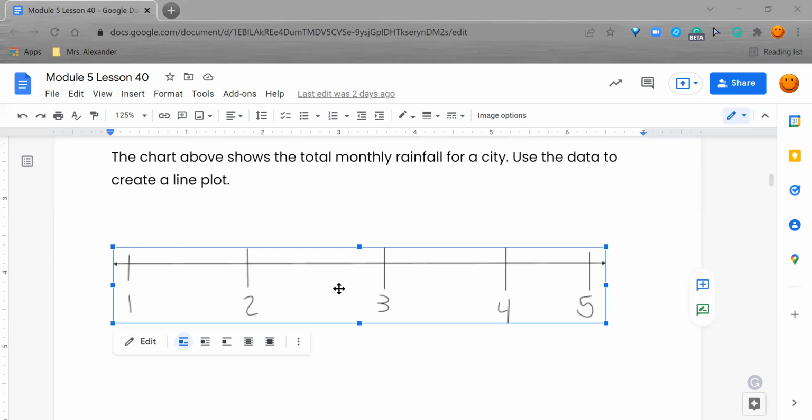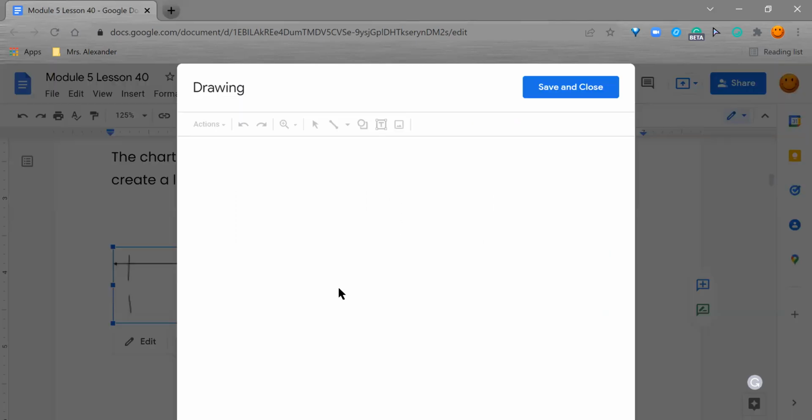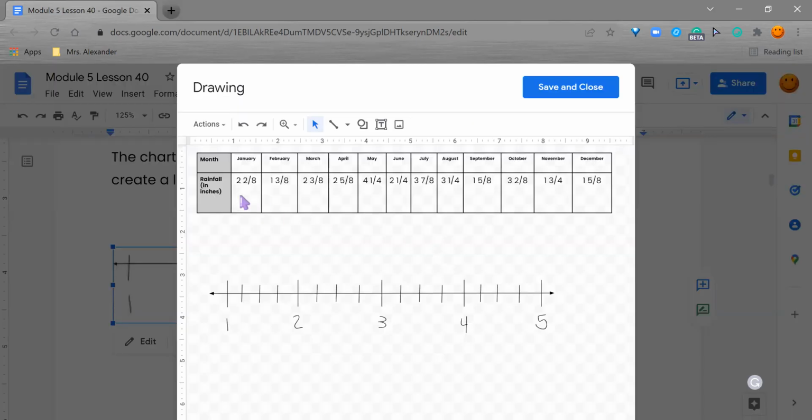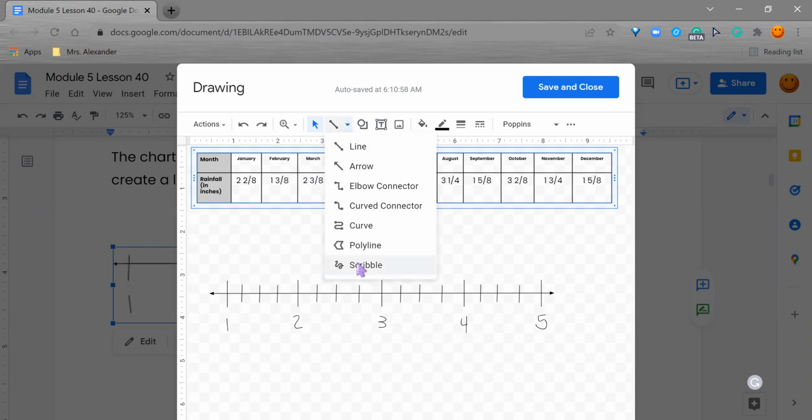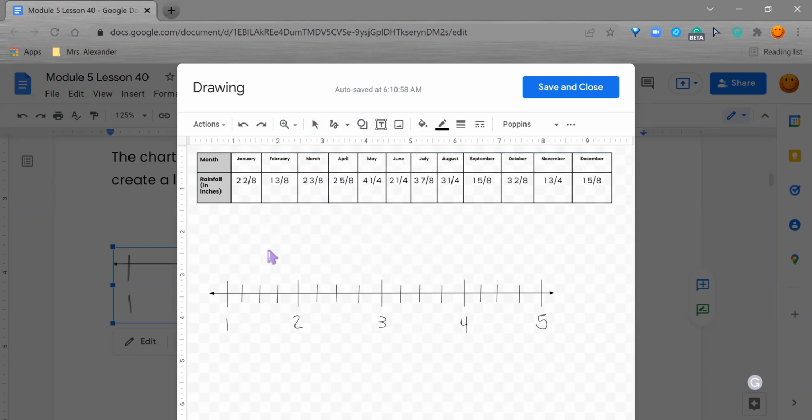So here's our line plot. It's a scribble. Go ahead and jump in. And so I have been nice enough to put the chart inside here, and we have a cool number line. So I'm going to go right here and go to scribble. It says 2 and 2/8. So I know 2 can go into 8 and 2 can go into 2. So it's technically 2 1/4.